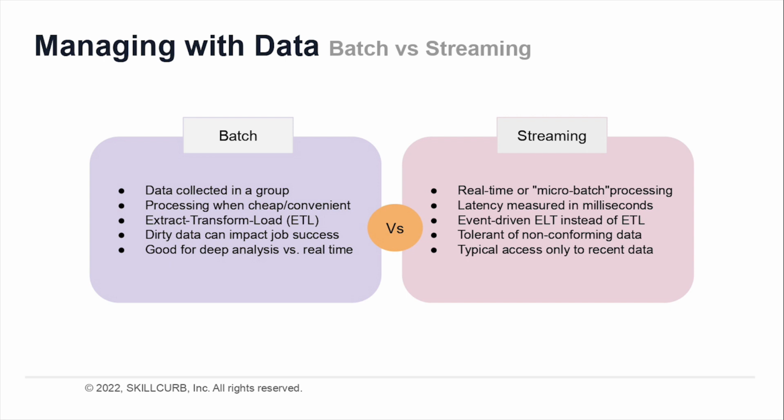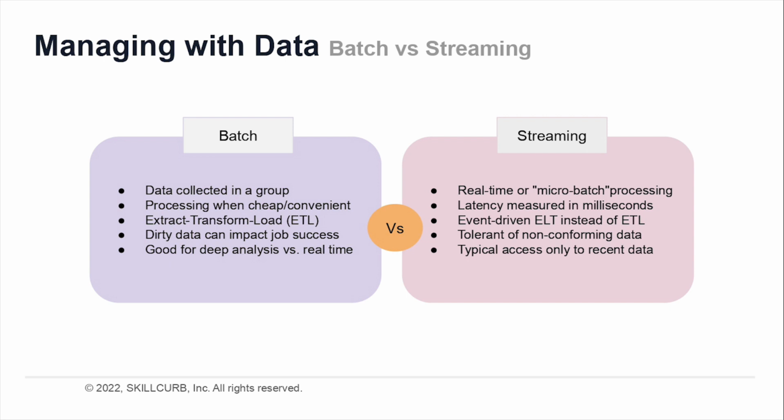Because batch data is loaded into giant piles of data, if we have dirty or corrupt data, sometimes that can impact job success, unless we make sure that we accommodate that explicitly, and part of that is because the second step in the process is the transform step. On the other hand, streaming is more tolerant of non-conformant or dirty data because we simply extract it and load it, and then we worry about the transformation of that data later.